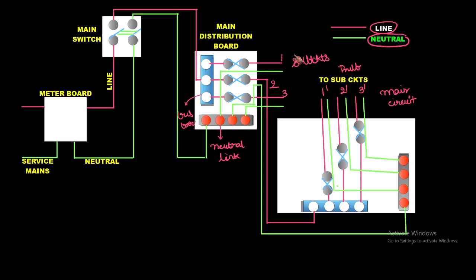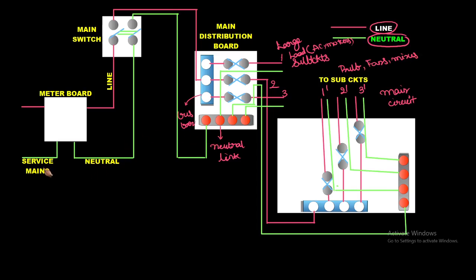Here we will connect some large loads. For example, on the first meter board we are going to connect large loads like ACs and motors. Then on the sub circuits we will connect bulbs, fans, mixies, all those things. I will show that diagram also.